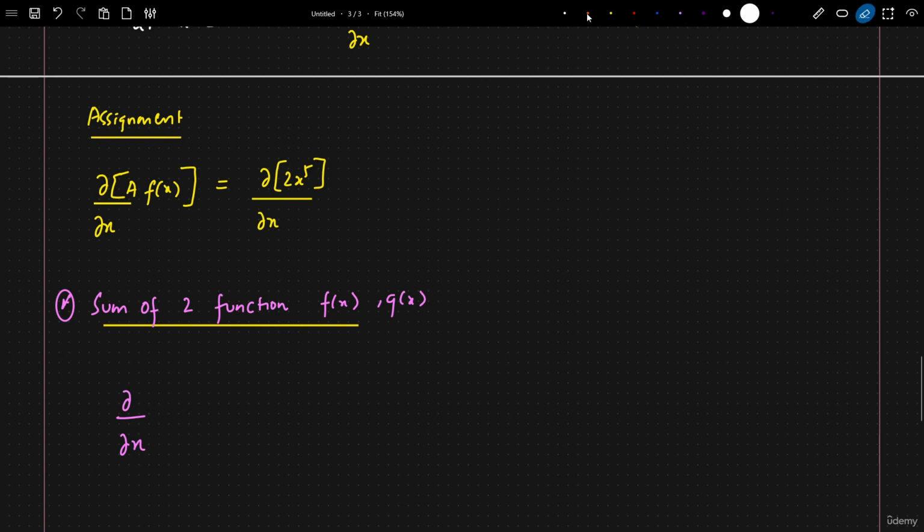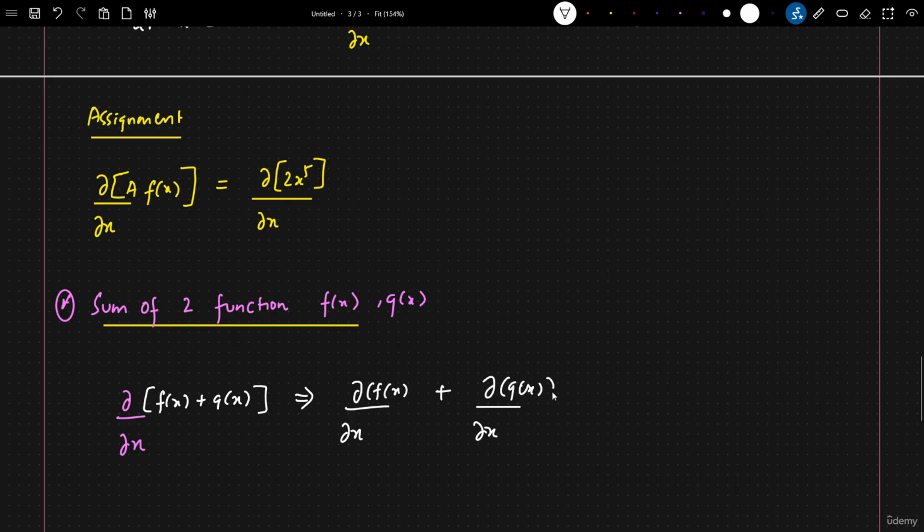So here, let's say that I have these two functions, f of x plus g of x. How do I go ahead and find it out? Whenever we have this kind of summation of functions, we take the derivative and apply it to each and every function: the derivative of f of x, then we add it with the derivative of g of x.